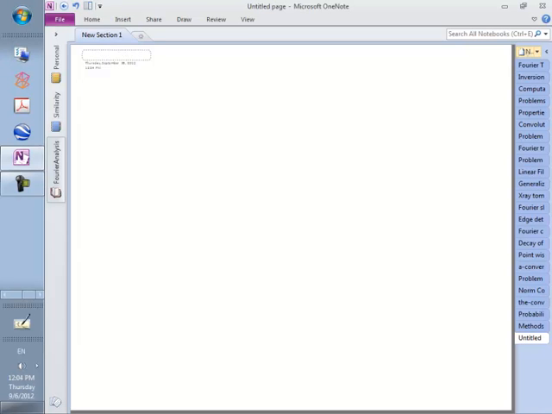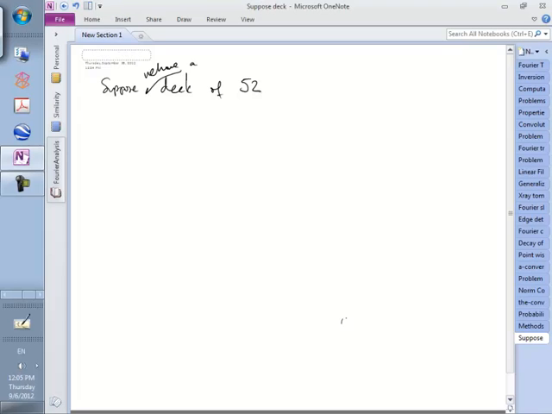So what are the rules? How are we going to use these rules? Let's think of the following problem. Suppose that we play poker. So we have a deck of 52 cards. Each poker hand contains 5 cards.